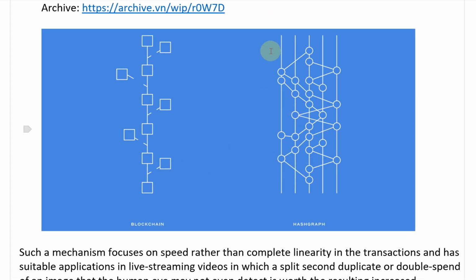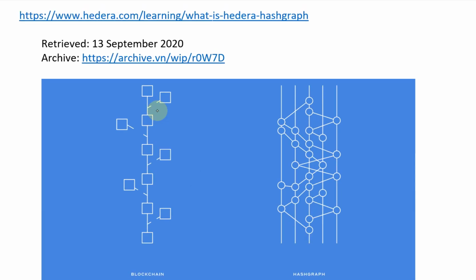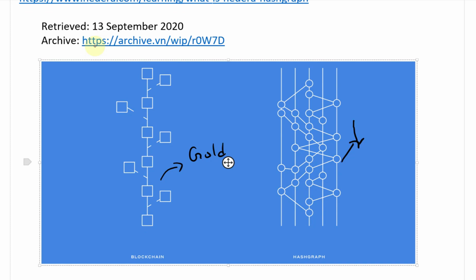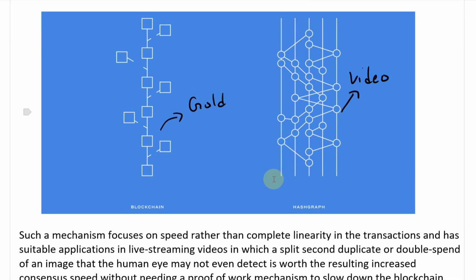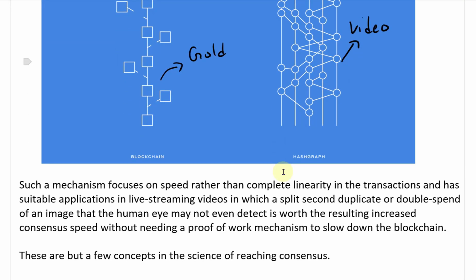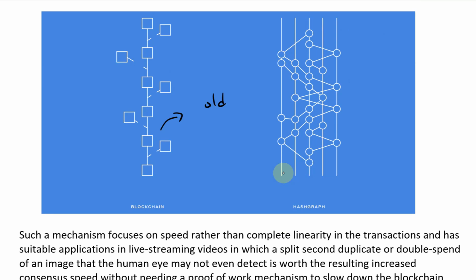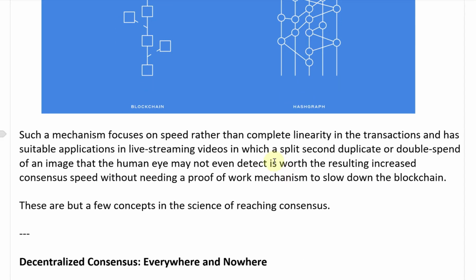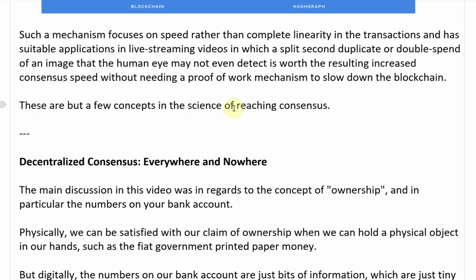So this one has a different target audience or user end than, for example, the Bitcoin blockchain, where everything needs to be exactly perfectly linear with slow production, like physical gold or digital gold. This could be like videos. Let's put that here: video or video streaming, or any kind of live streaming, or even micropayments of banking, or whatever scenario may be needed. But again, that is up to the users to decide, and the overall security and just how it works for you. These are but a few concepts in the science of reaching consensus.